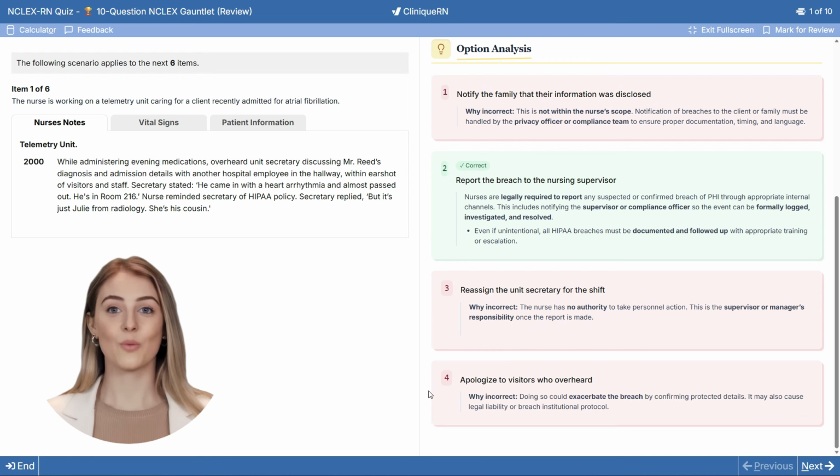Option 3. Reassign the secretary for the shift. Nope, the nurse has no authority to reassign or discipline staff. That's the manager's job once the report is made. Option 4. Apologize to the visitors who overheard. It might feel polite, but it's risky. Apologizing can actually make the breach worse by confirming that the details were true. That's more exposure. And more liability.